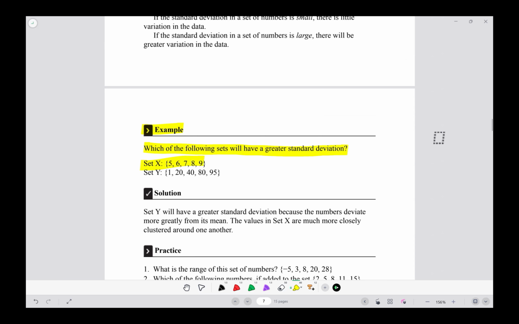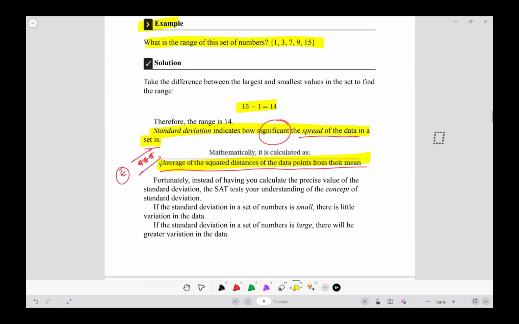We have set X and set Y. To get the solution, set Y will have a greater standard deviation because the numbers deviate more greatly from its mean. The values in set X are more closely clustered around one another. You can use the formula, but fortunately, instead of having you calculate the precise value of the standard deviation, the SAT tests your understanding of the concept of a standard deviation.